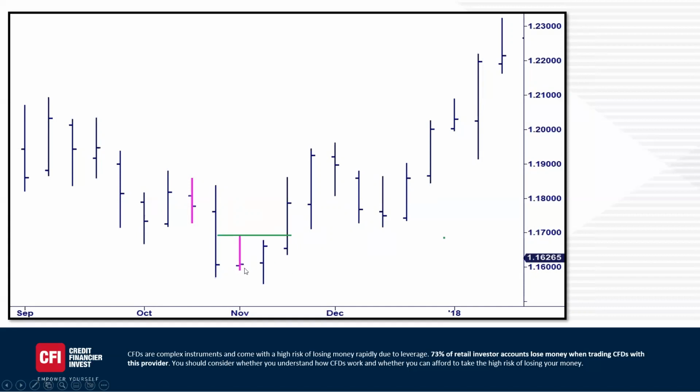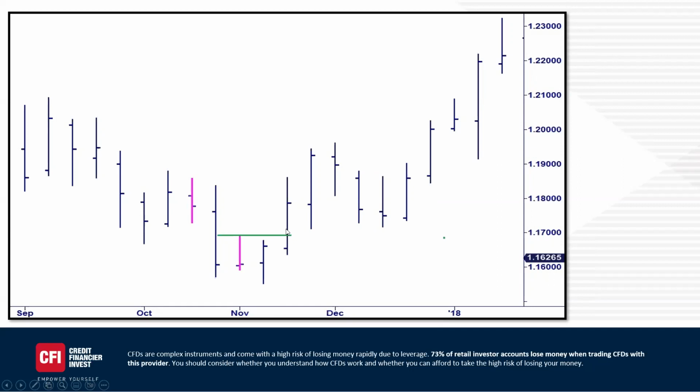So imagine if you'd have sold the break of this inside bar. The market breaks down, it's looking good, but by the end of the day, the market has rallied all the way back up here. And suddenly you find yourself underwater, you're losing money. And again, that's what puts the market into a vulnerable situation, which means that the path of least resistance is now not down, but up.